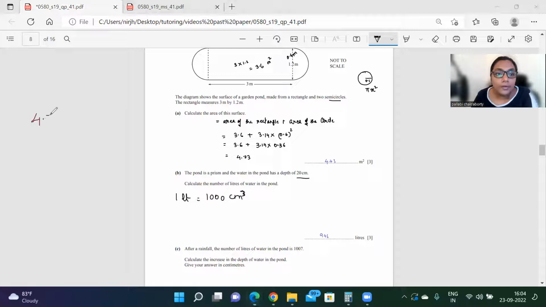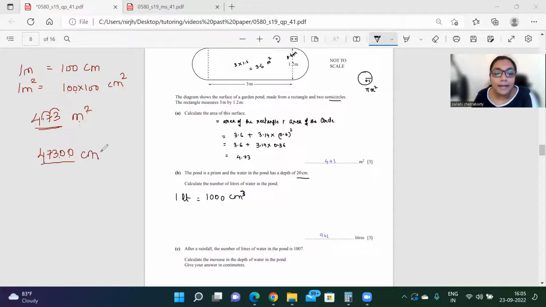So you have 4.73 meters square, right? Now what is the meaning of this meter square? 1 meter is 100 centimeters. So what will 1 meter square be? It will be 100 into 100 centimeters square, isn't it? That means 4.73 meters square will be 47300. That is 1, 2, 3, 4. There are 4 zeros. The point will shift to the right 4 times. So 473 and 2 zeros. That is what we will get as the surface area now in centimeter square.